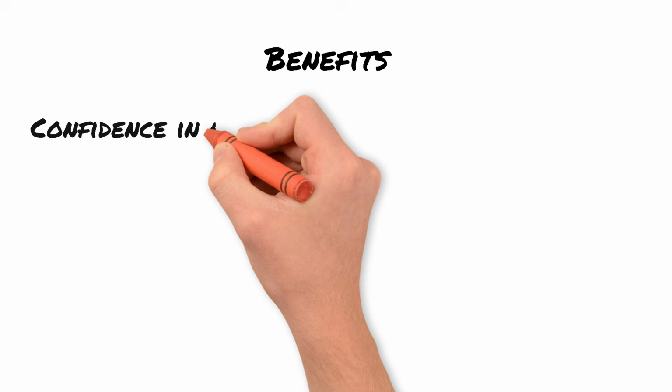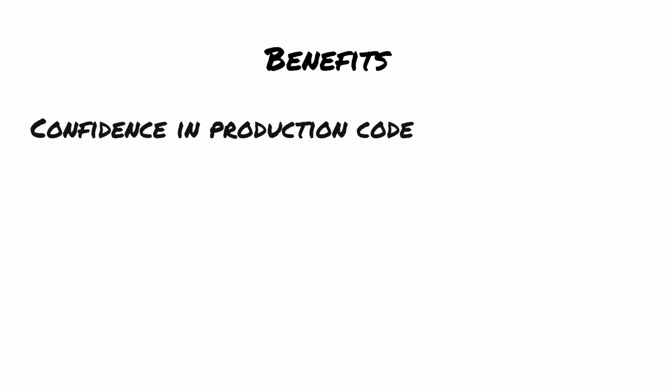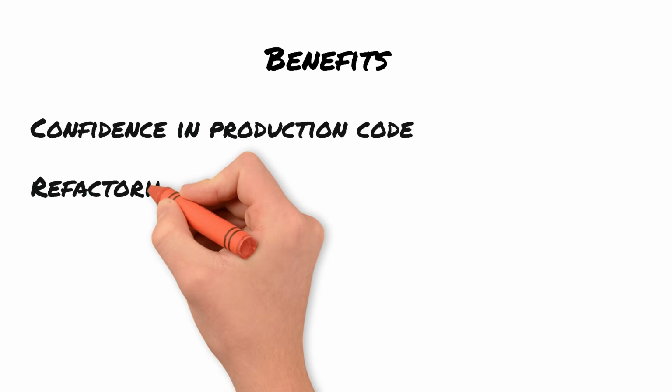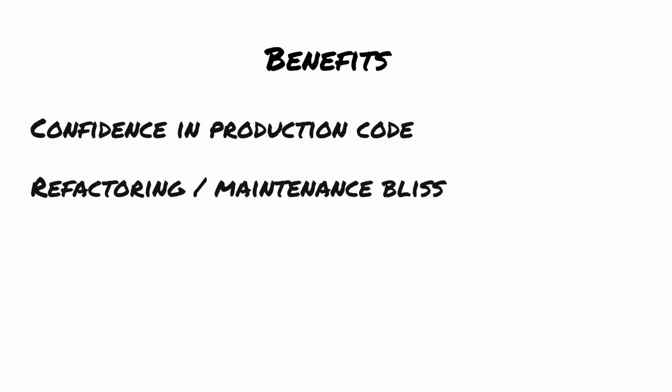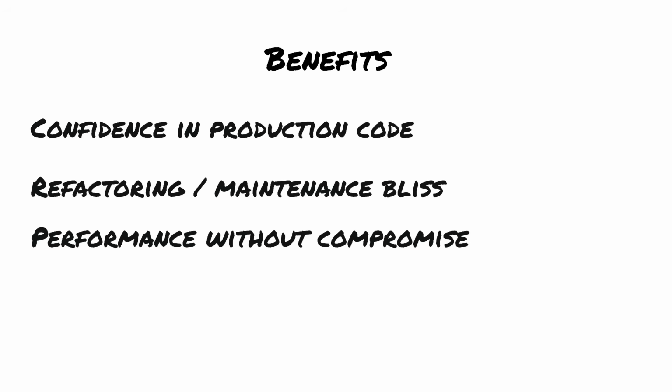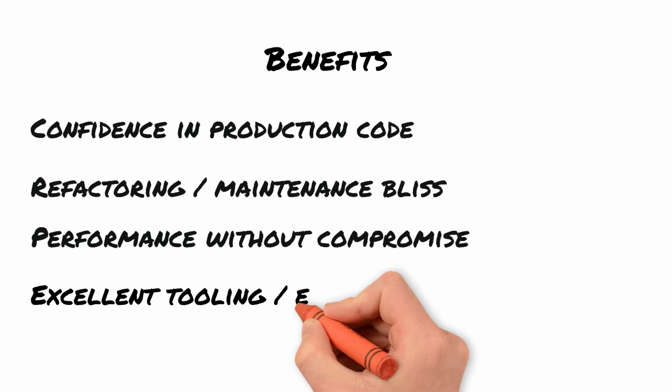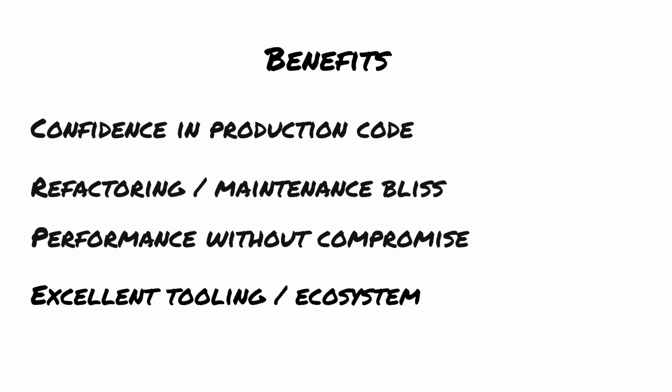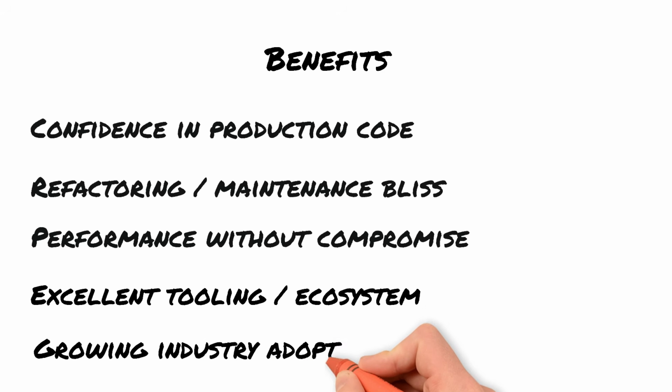You'll have confidence in your production code since Rust catches and prevents all kinds of bugs. Refactoring and maintenance will be bliss compared to other languages. You'll get performance without compromise thanks to compile time optimizations like the borrow checker and high-level zero-cost abstractions. Then there's the excellent tools and ecosystem. Everything you need from linting to formatting to package management, documentation generation, and testing comes out of the box. And to top it all off, industry adoption is growing, so you'll be investing in skills for the future.